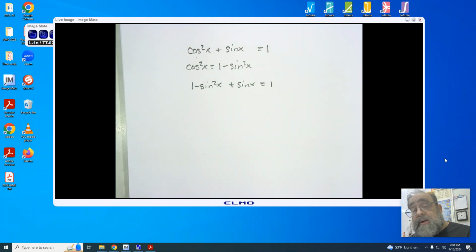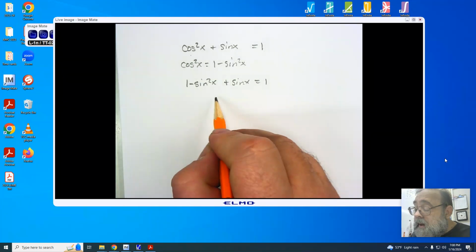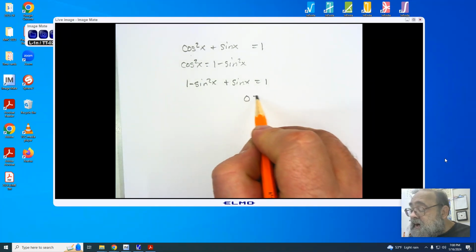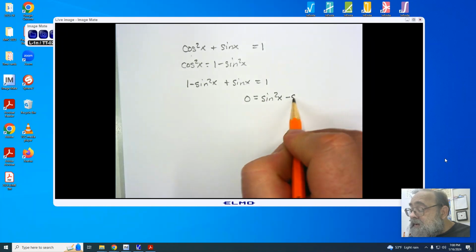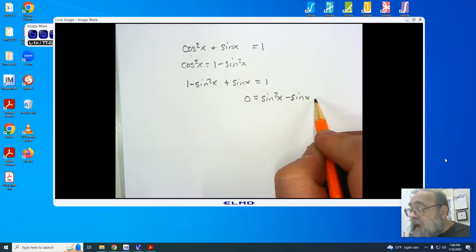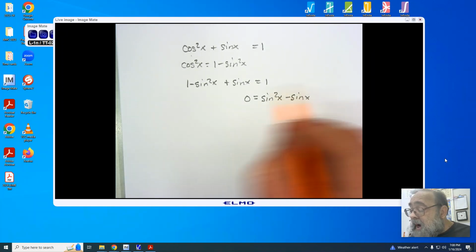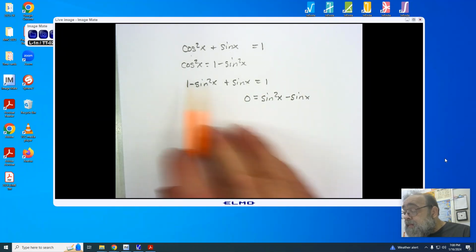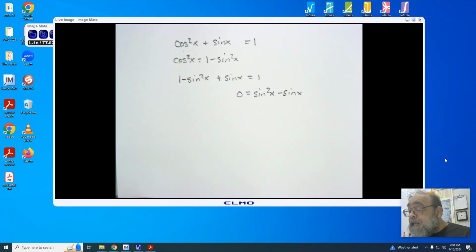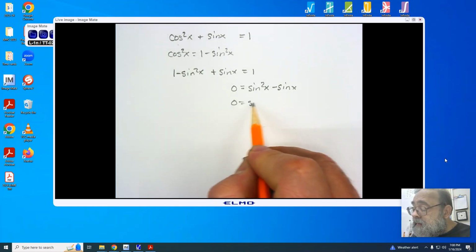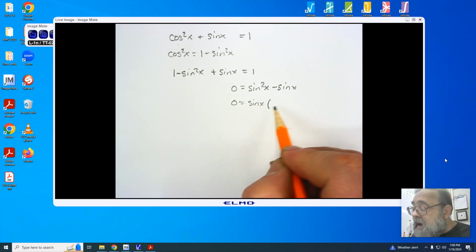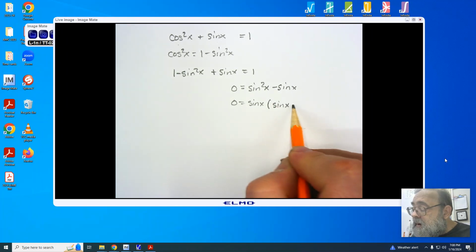I personally like to move my sine squared so that it's going to be positive. That means that I'm going to be left with 0 equals sine squared of x minus the sine of x. Notice the 1 minus 1 will go away. Here I can now see that sine of x can be factored, and I'm now looking at sine of x times sine of x minus 1.